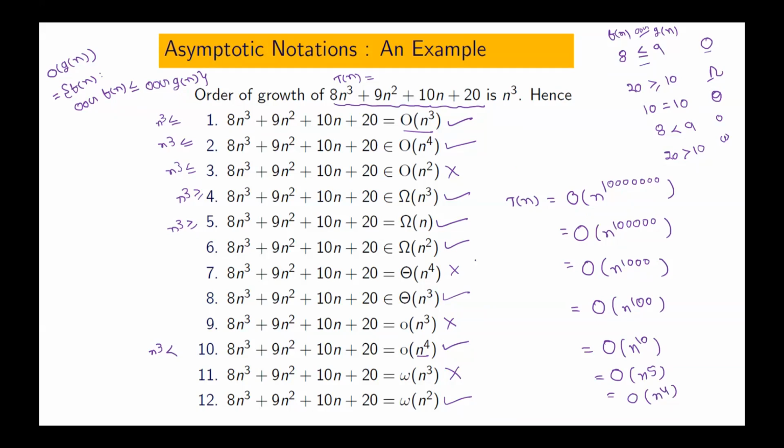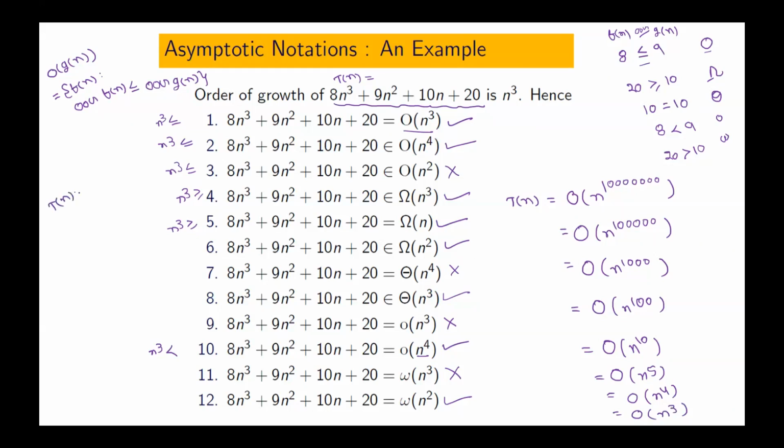Out of this, which is your favorite answer? If options are like this, among this, which is your favorite answer? The last one, nearest, O of n power 4. If O of n cubed is also there, O of n cubed is the answer. N cubed is our favorite answer.